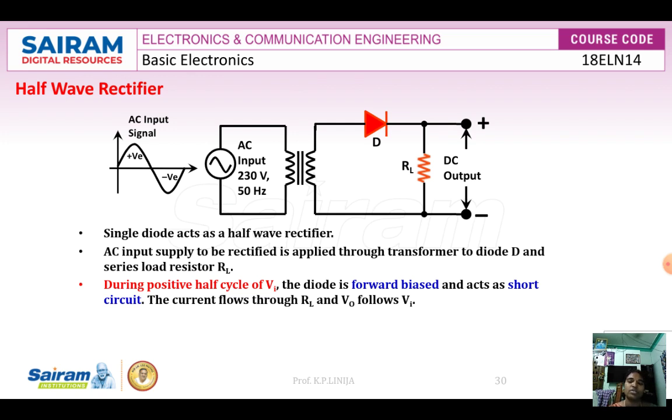During the positive half cycle of input Vi, the positive is given to the P type, the positive terminal of the diode. So the diode will be forward biased. Whenever the diode is forward biased, it acts as a short circuit. Whenever the diode acts as a short circuit, the current flows through the load resistor RL. Therefore, whatever input we give, we get as output. Therefore we can say V0 follows Vi in the positive half cycle of the half wave rectifier.